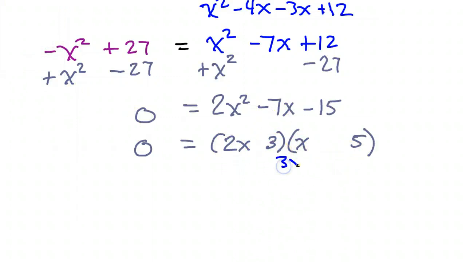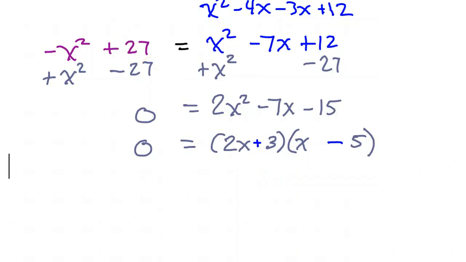Inner, I have 3x. Outer, 10x. I'm trying to get a middle of negative 7. I can get negative 7 if I have a positive 3 and a negative 10. That will make negative 7x. So there's my positive 3, and a negative 5 will make negative 10. Alright, then I have to make sure that I'm getting negative 15. Positive times a negative is a negative, so we have factored correctly.